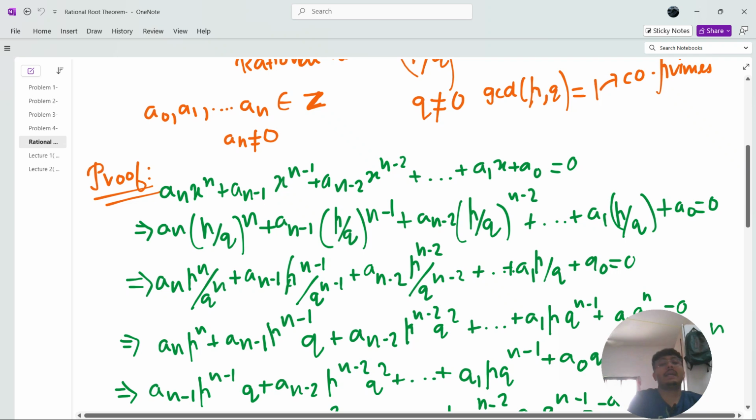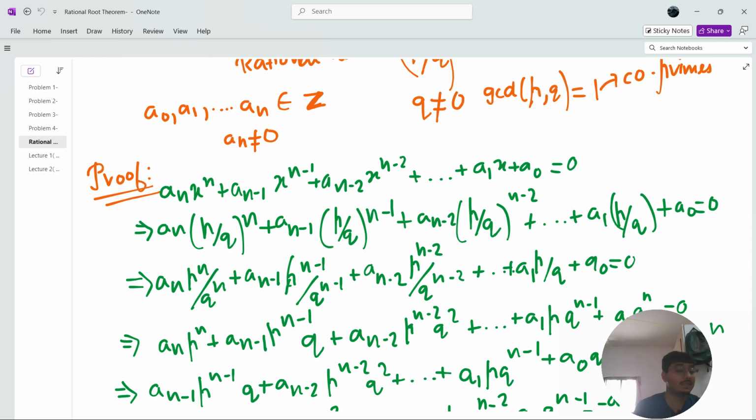So a_n x to the power n plus a_(n-1) x to the power n minus 1 plus a_(n-2) x to the power n minus 2 plus dot dot dot a_1 x plus a_0 is equal to 0. p by q is a root, so it's a zero of the polynomial. So basically I can put p by q in place of x. So a_n into (p by q) whole to the power n plus a_(n-1) into (p by q) whole to the power n minus 1 plus a_(n-2) into (p by q) whole to the power n minus 2 plus dot dot dot a_1 into p by q plus a_0 equals 0. That means I am simplifying it.